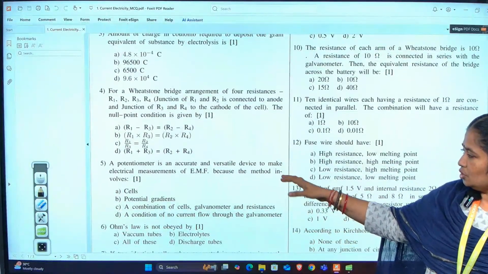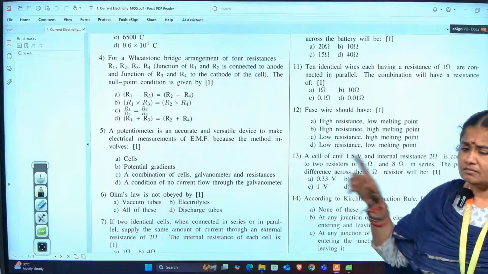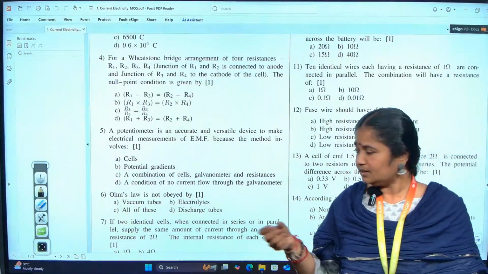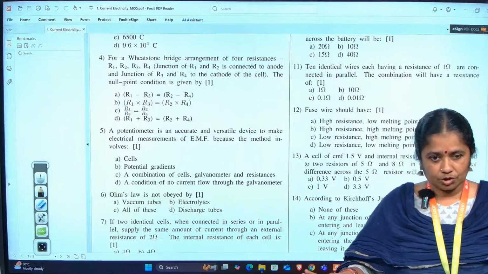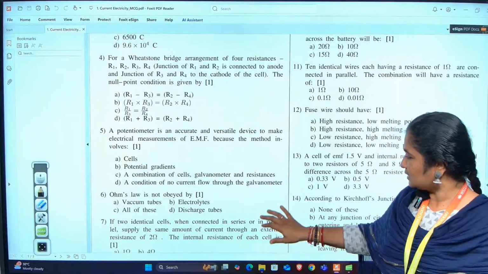Potentiometer: why does it give such accurate results? One thing, it never consumes a lot of current. Second thing, it is based on the condition that no current flows through the galvanometer when the branches are balanced.